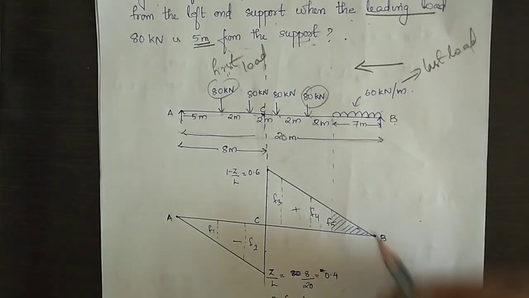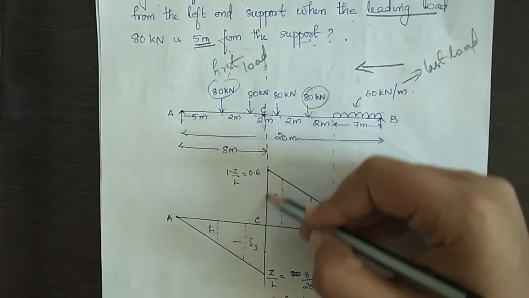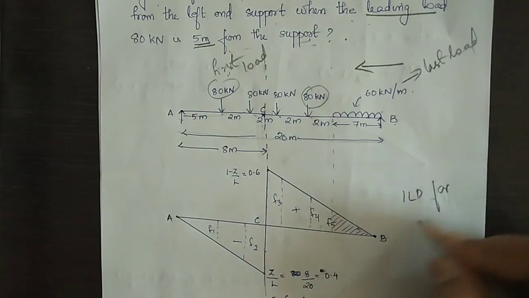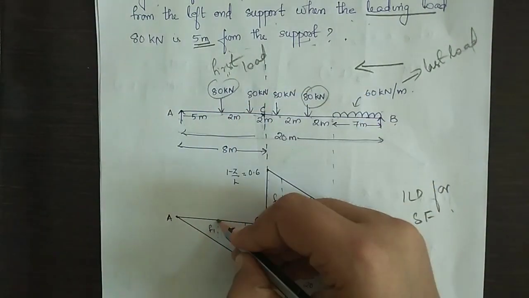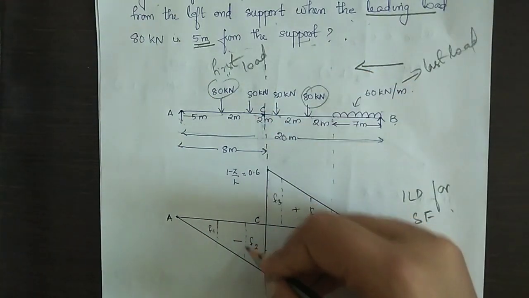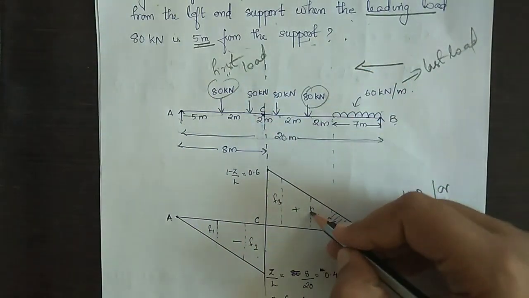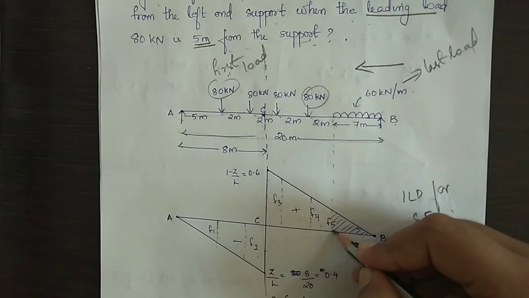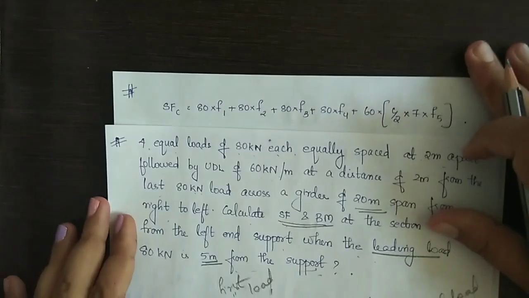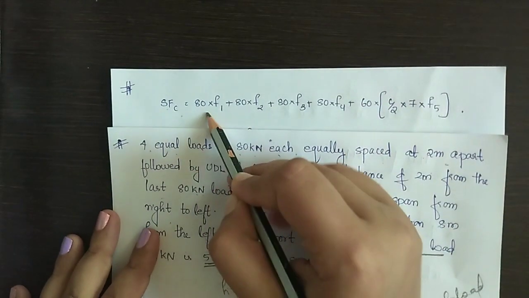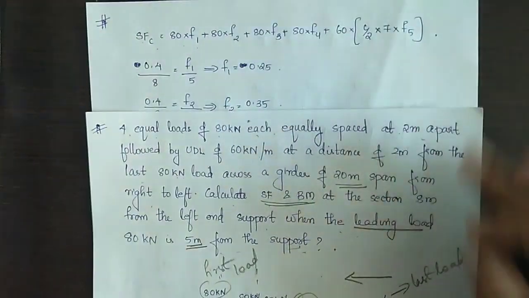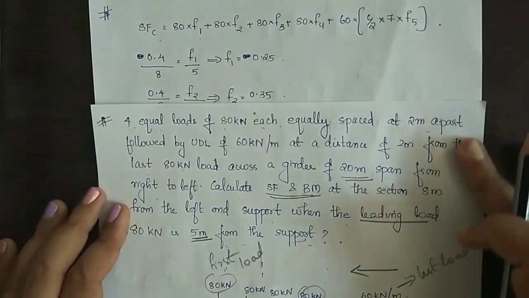Now, to plot the shear force, draw a line through the section and join both the ends. This is the ILD for shear force. Draw lines corresponding to all the loads and mark them as F1, F2, F3, F4 and F5. Now the equation for shear force can be written as load into corresponding intercept in ILD for point load and load into area of ILD for UDL.